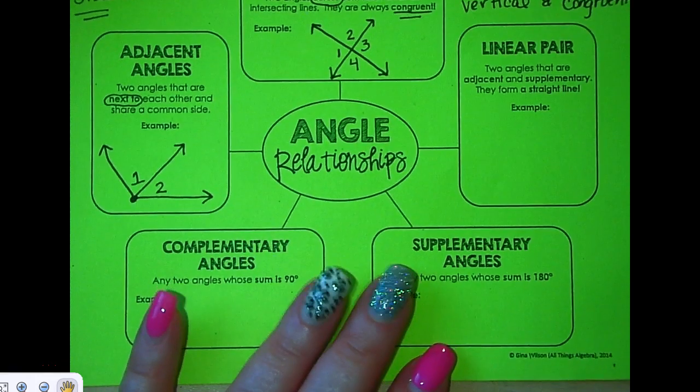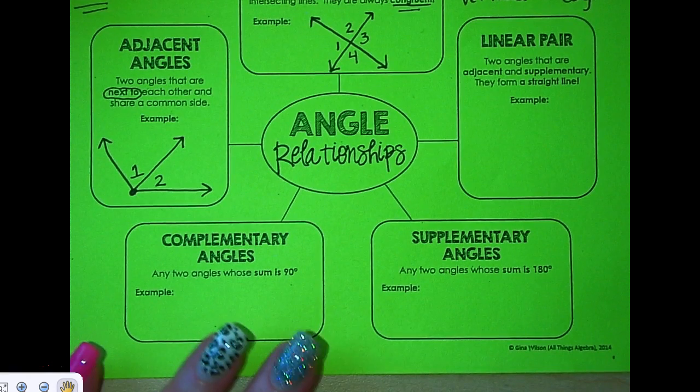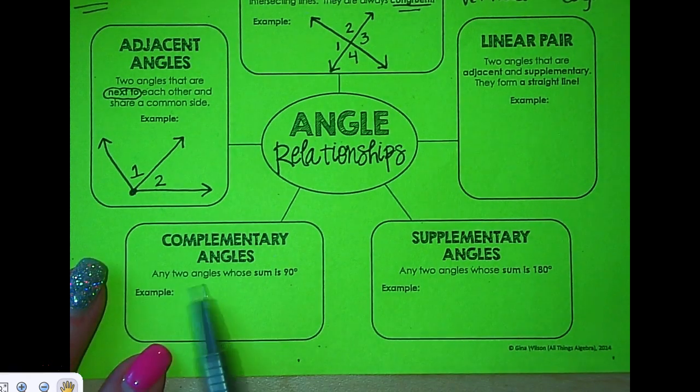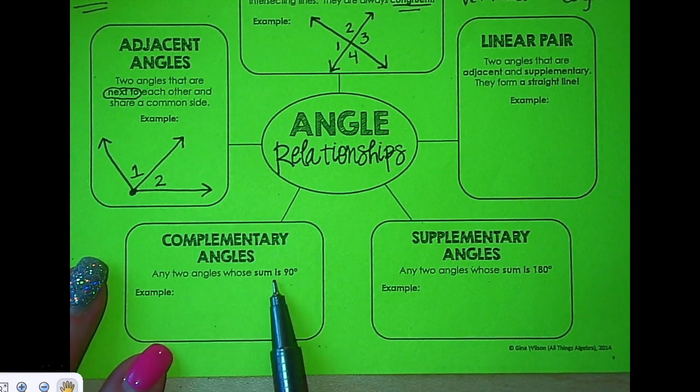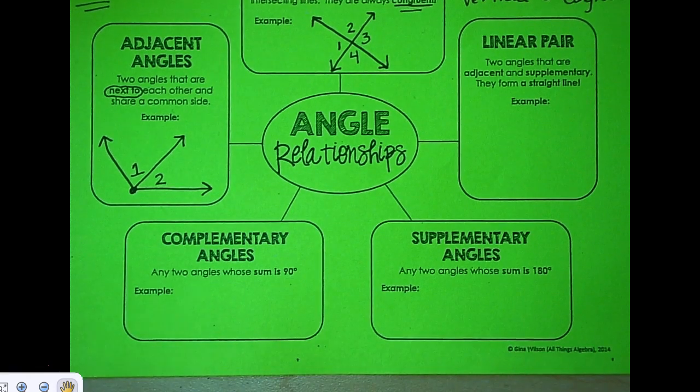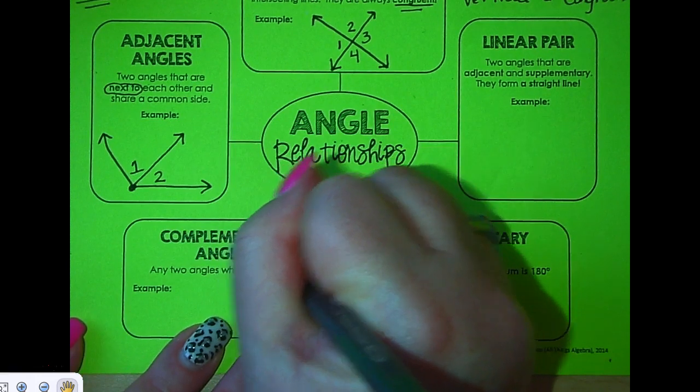Let's go down here to complementary angles. Everybody say that. Complementary. Complementary angles. Any 2 angles whose sum is 90 degrees. And what does sum mean? Add.